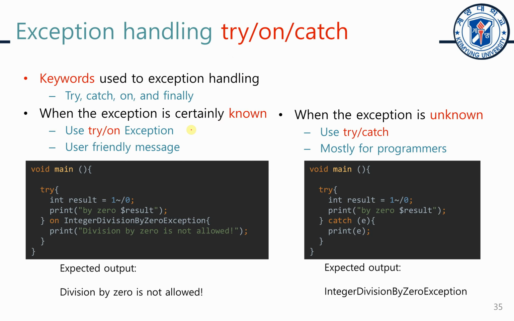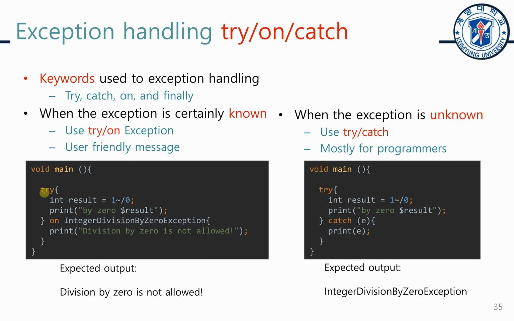Okay. When the exception is usually, like, when do you use this try on, try catch? So when the exception is certainly known. Maybe you'll ask now, how do I know that this is an exception, right? But when you become a very experienced programmer, you will know what type of exceptions to throw among the many exceptions. So it only comes through experience and practice. So when the exception is known, you can throw a user-friendly message.